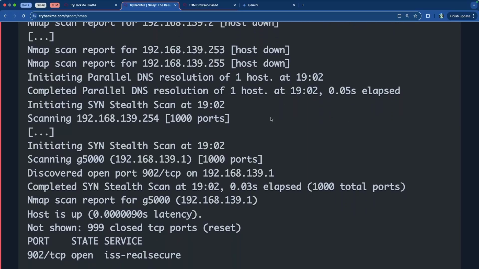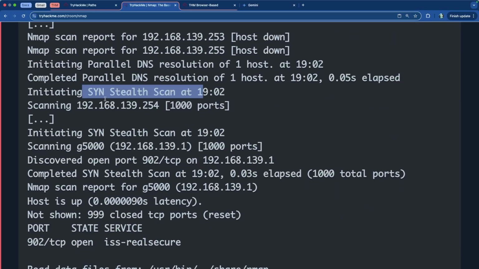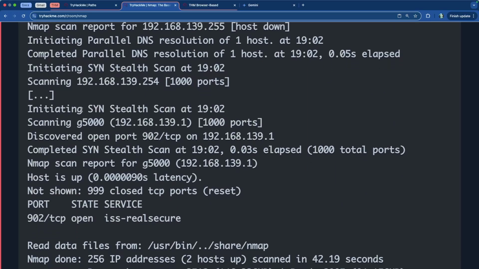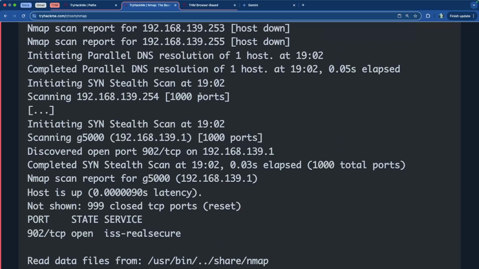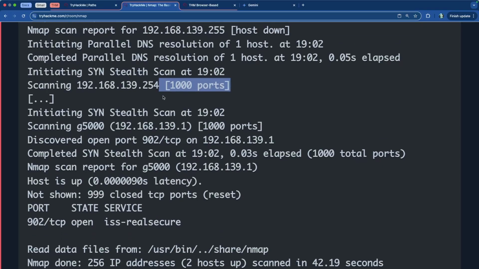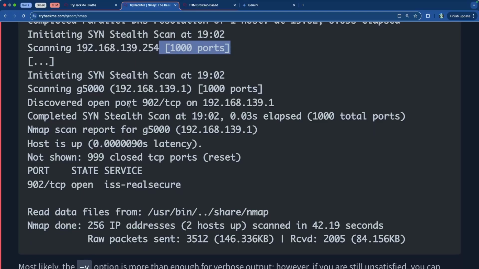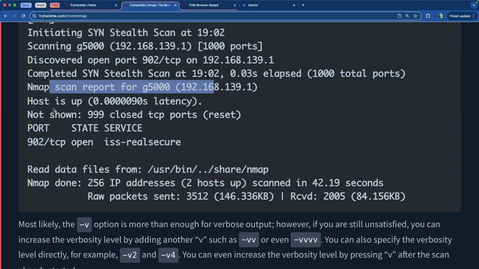And then there was a message saying, okay, now we're doing a stealth scan at this particular IP address. And then for this IP address, we are now going to scan 1,000 ports on it. And then these are the results that we're getting. Discovered an open port, and then the stealth scan was completed. And this is the complete report for this.